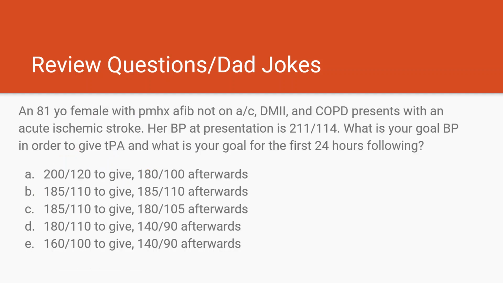Okay. An 81-year-old female with a past medical history of AFib not on anticoagulation, diabetes, and COPD presents with an acute ischemic stroke. Her blood pressure on presentation is 211 over 114. What is your goal blood pressure in order to give TPA? And what is your goal for the first 24 hours following?